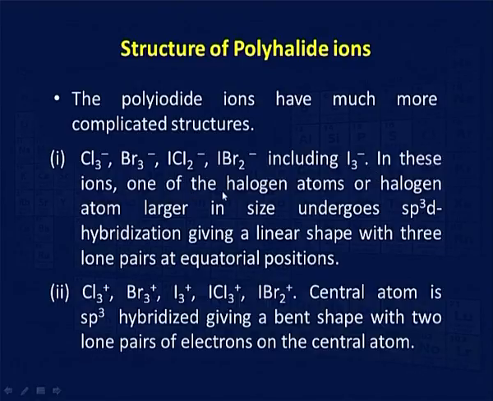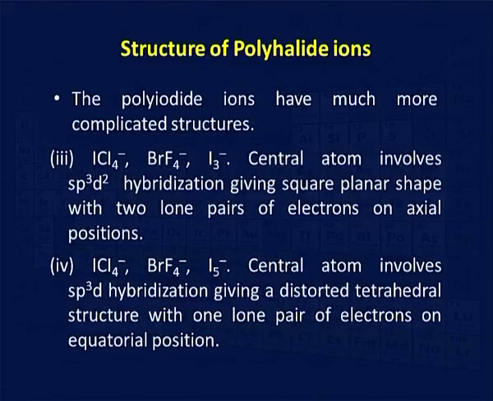In these ions, the halogen atom larger in size undergoes sp3d hybridization, giving a linear shape, and this linear shape is associated with 3 lone pairs of electrons at the equatorial position. Trichloro positive ion, tribromo positive ion, triiodo positive ion and iodine trichloride positive ion. Here the central atom is sp3 hybridized, giving a bent shape with 2 lone pairs of electrons on the central atom. The polyiodide ions have much more complicated structures.